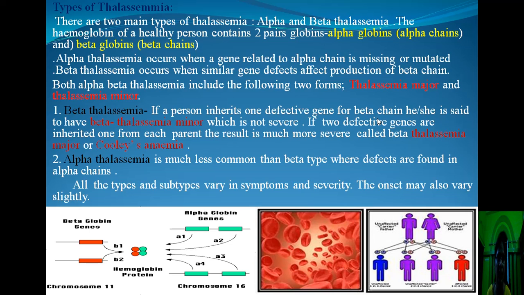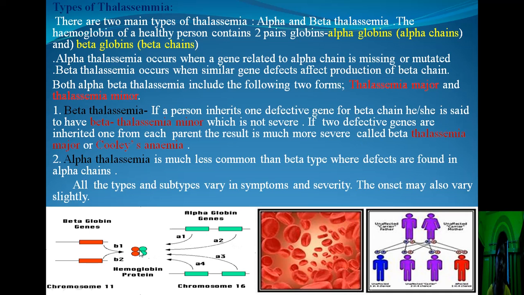Next, coming to alpha thalassemia. Alpha thalassemia is much less common than the beta type, where defects are found in the alpha genes. All the types and subtypes vary in symptoms and severity. The onset may also vary slightly.